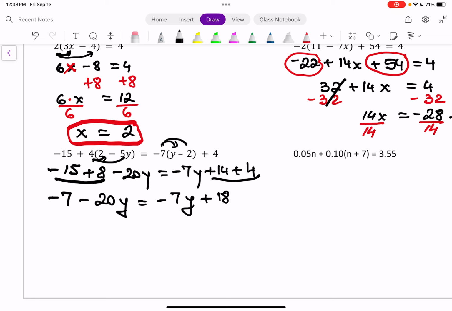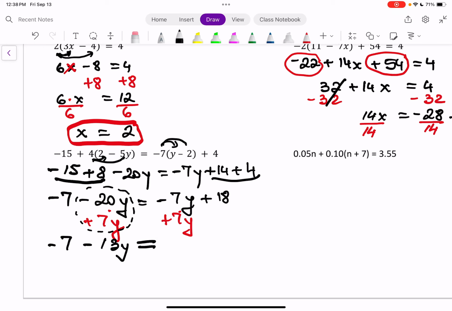So there I have it this time. I have variable terms on both sides of the equal. It doesn't matter which ones I take away. The point is one of these guys has to move. So you can add the 20y over, or you can add the 7y. Remember, whatever you do to one side, you do to the other. So that's going to be a negative 7 minus 13y, because this is what negative 20y plus 7y equals to.